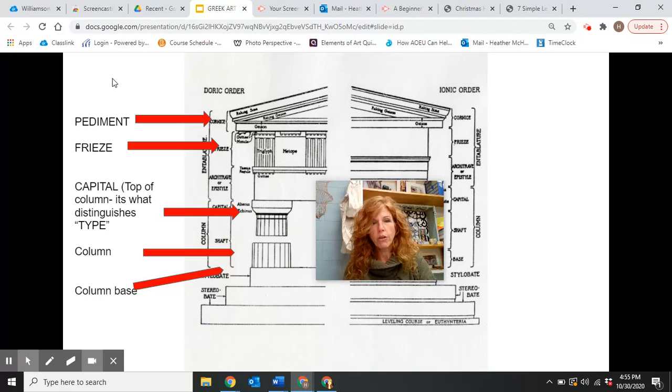Then the column itself, some are fluted, like Ionic are always fluted. Doric tend to be very flat most of the time, except at the Parthenon. And then column base. Doric columns set directly on the foundation of the temple called the stylobate. When you look at Ionic and Corinthian columns, they almost always have a column base that sits on the foundation of the temple, but not in the Doric order.